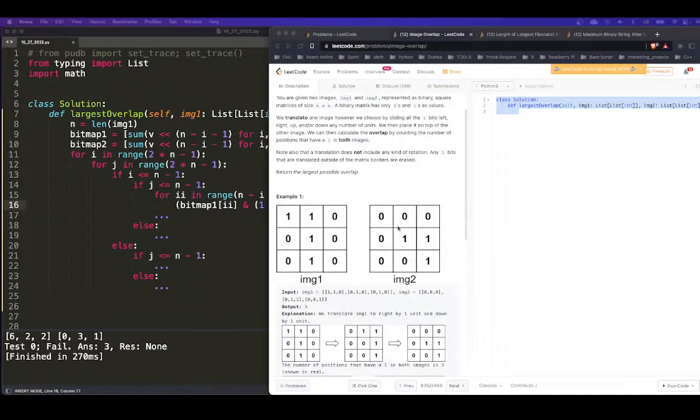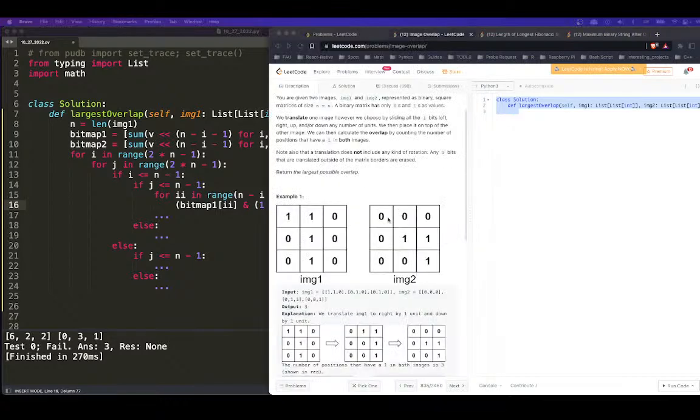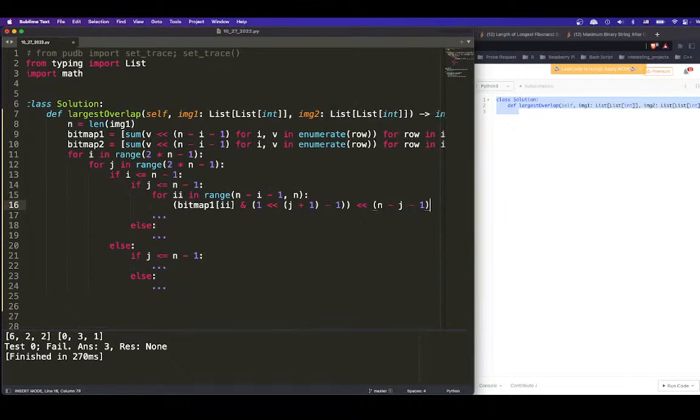Oh, j is, over here, j is 0, right? If j is 0 and n is 3, 3 minus 0 minus 1 is 2. So basically this needs to left shift 2 positions. Yeah, that's actually right. So if we're here, j is 1. 3 minus 1 is 2, 2 minus 1. So we need to only left shift 1. So that is the bitmap. That is the first image.